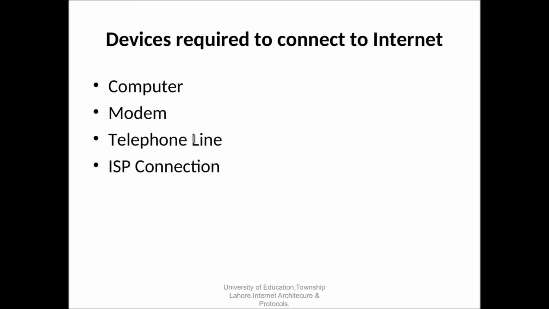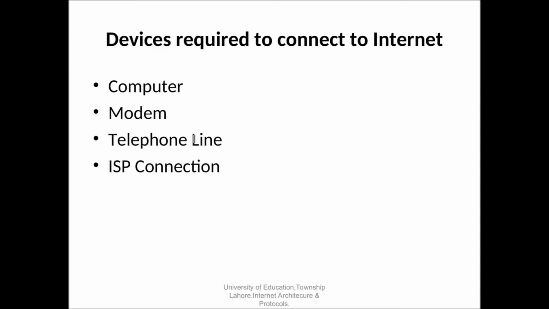Devices required to connect to internet. So dear students, first of all we must have a computer or laptop, and these are digital devices. A digital device will always generate digital data, and the data is transmitted in the form of signals. Data can be in the form of an analog signal or a digital signal, so in both cases the data will be transmitted in the form of signals.